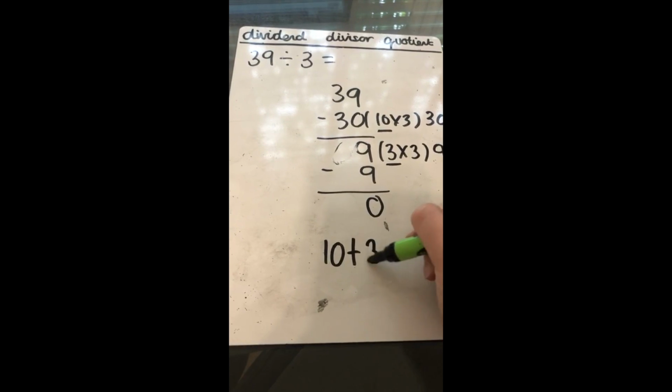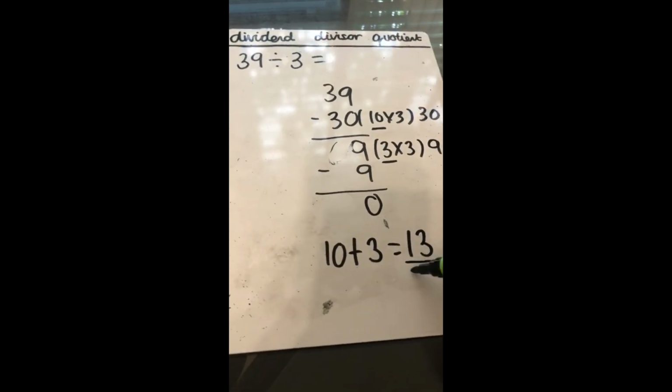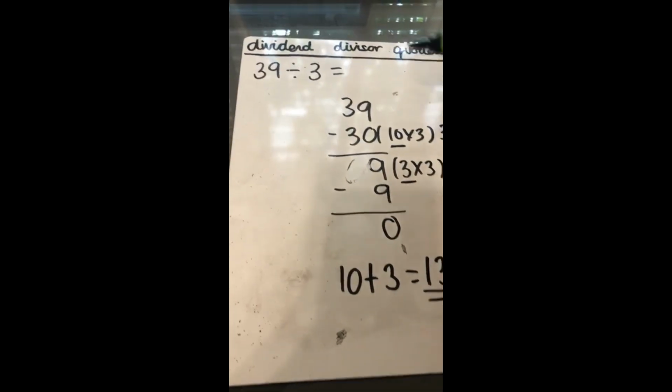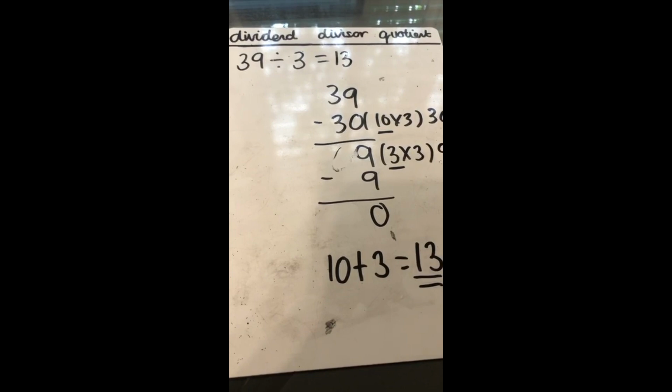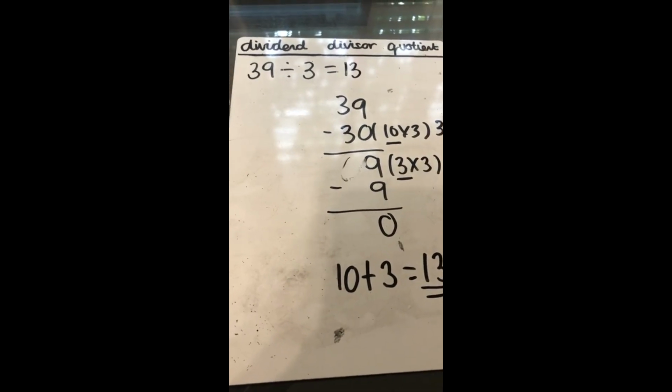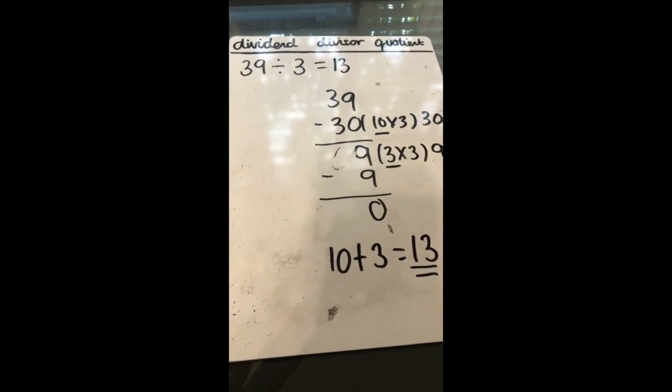10 add 3 is 13. And this is our quotient. That is your answer. That is how you find it. Now this does work for the 3s, 4s, 8s and the other times tables that you learn into year 4 as well.